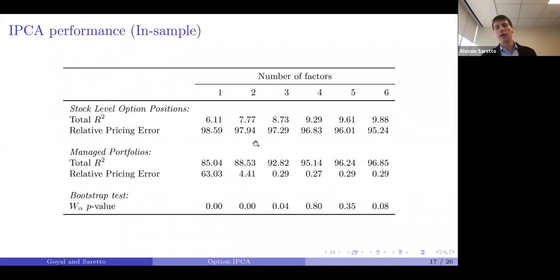When you go to the stock level, what you see is that the pricing errors are a lot larger. Okay, so in the managed portfolio space, this fit in sample eliminates almost all pricing error. The pricing error is basically 0. If you go to the stock level, you see there's still a very large pricing error. And also, obviously, the R-square is going to be a lot lower. So the K equals 4 factor model is going to be our reference IPCA model. Okay, we're going to go on with that.